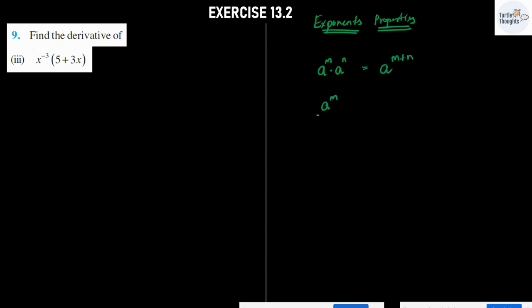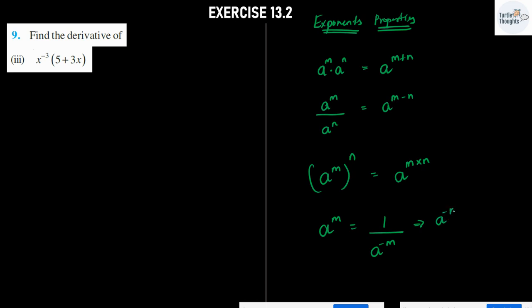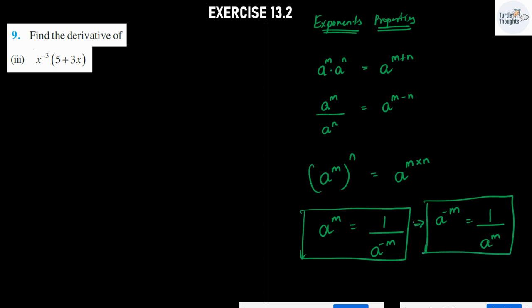If you have a raised to the power m divided by a raised to the power n, meaning that the bases are the same and the powers are different, this can be written as a raised to the power m minus n. Also, if you have a raised to the power m whole raised to the power n, it is going to be a raised to the power m multiplied by n. Also, a raised to the power m can be written as 1 divided by a raised to the power minus m. Also, you can write a raised to the power minus m as 1 divided by a raised to the power positive m. These are your few rules that you have to remember from exponents.